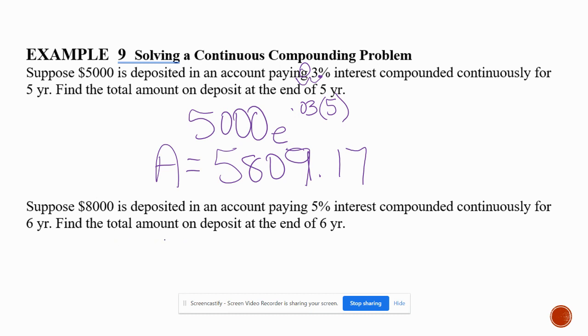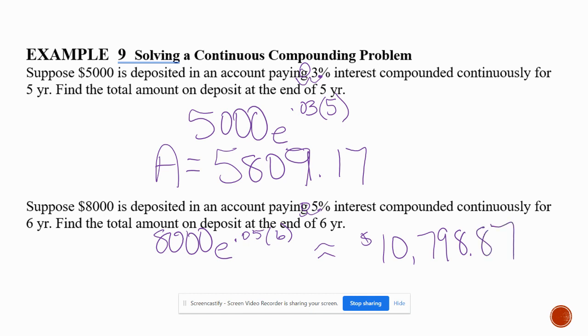With 8,000 being deposited, we'd have 8,000 E to the 5%, moving that decimal twice, is 0.05 times 6 years. Typing that in my calculator, I find out I would have $10,798.87 in my account.